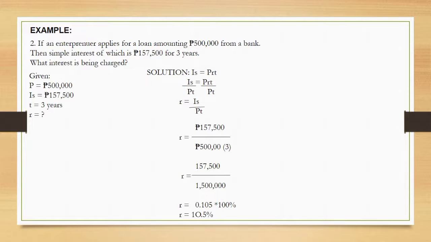So first, let's get the denominator. We multiply the 500,000 by 3. So 500,000 times 3 is equals to 1,500,000 pesos. To get the rate, we divide 157,500 by 1,500,000 pesos. So the answer is 0.105, and in order to get the rate, we multiply it by 100.